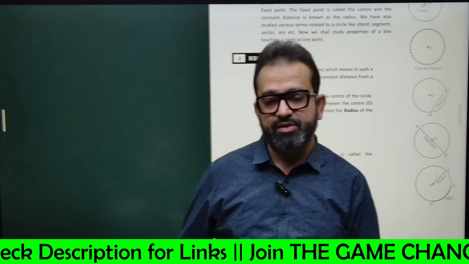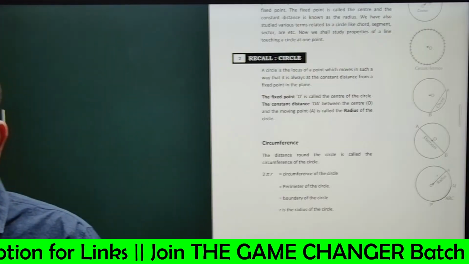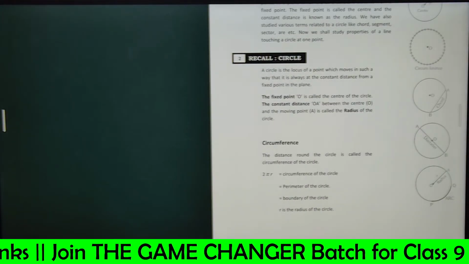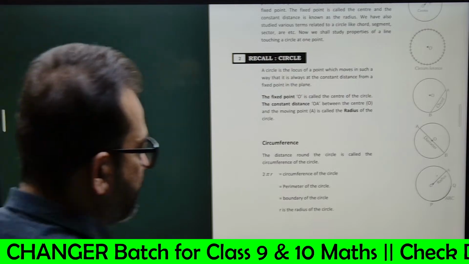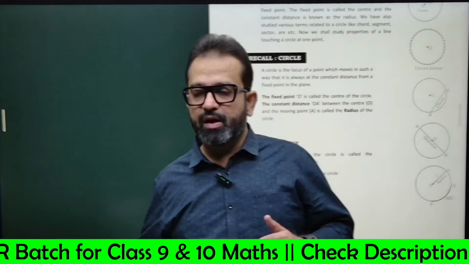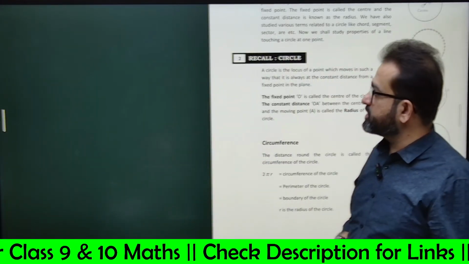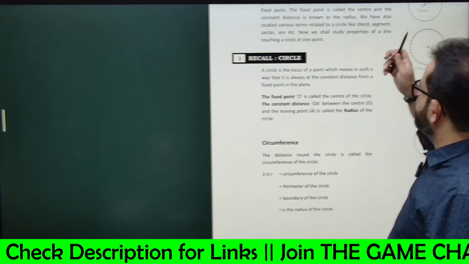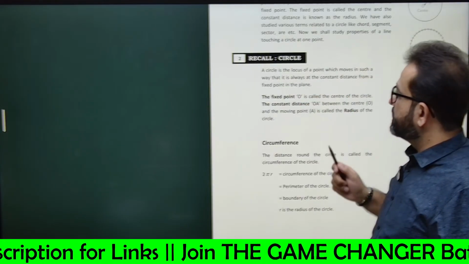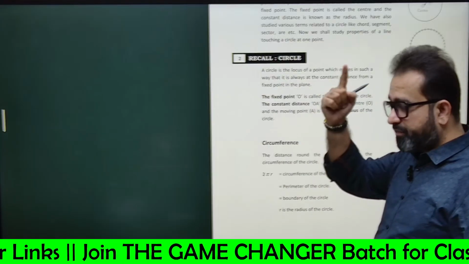So we'll be starting the session right now, and this session is all about circles. We have already done areas related to circles, and now we'll be doing circles. After circles, we'll be doing surface area and volumes. Now, what is a circle? A circle is a locus of a point which moves in such a way that it is at a constant distance from a fixed point in the plane.